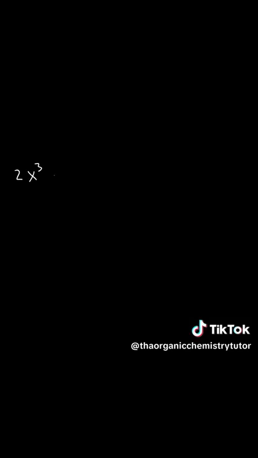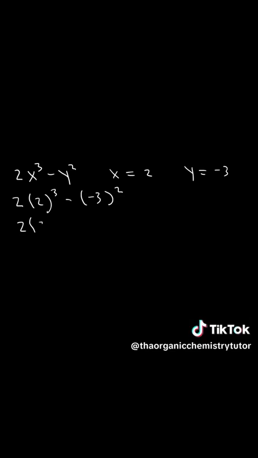Let's try this one. 2x cubed minus y squared. And let's say that x is equal to 2 and y is equal to negative 3. Go ahead and evaluate the expression using those numbers. So let's begin by replacing x with 2 and substituting y with negative 3. Let's expand it. 2 to the third is 2 times 2 times 2. Negative 3 squared is negative 3 times negative 3.